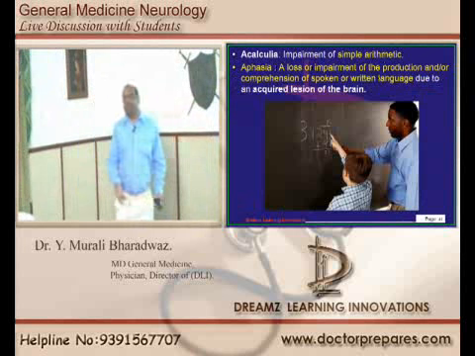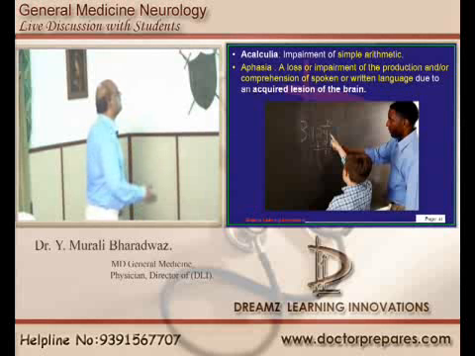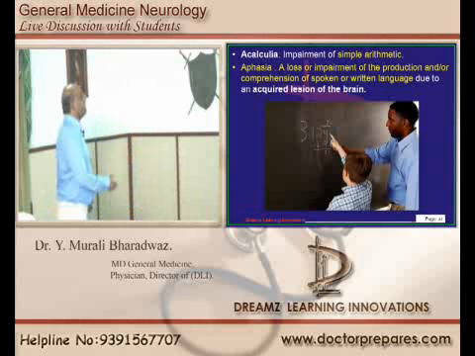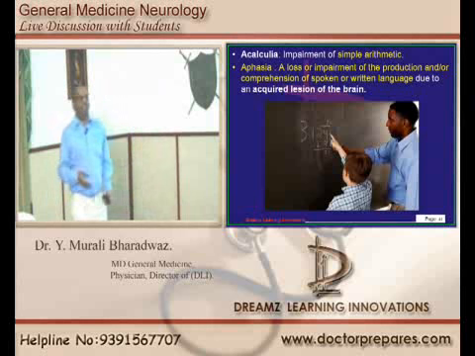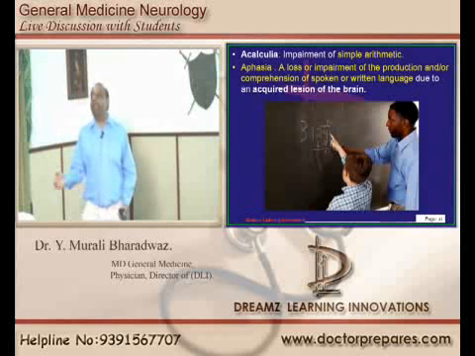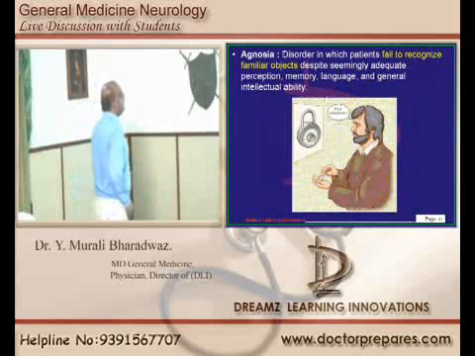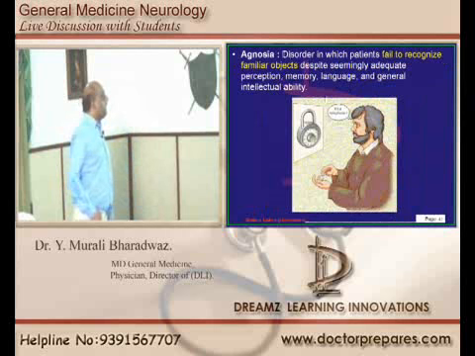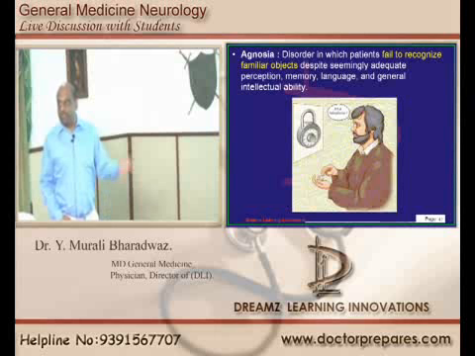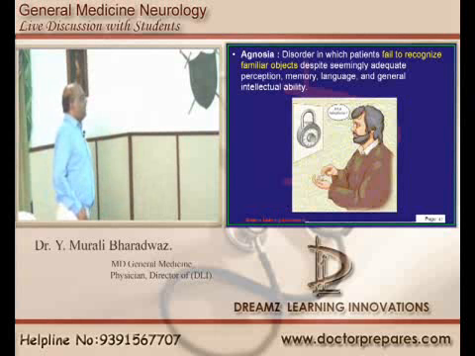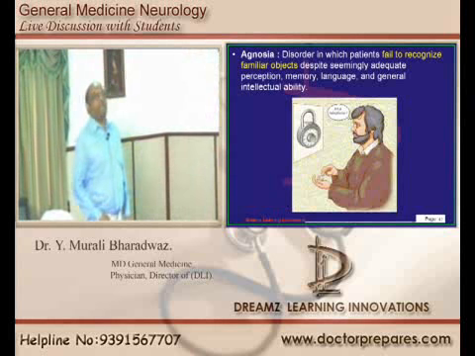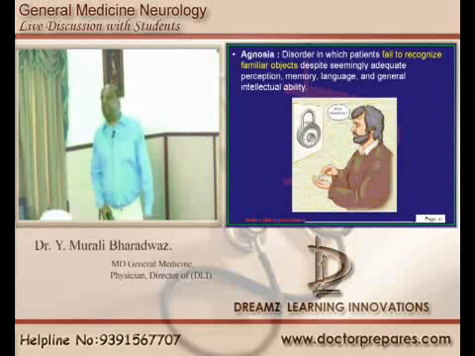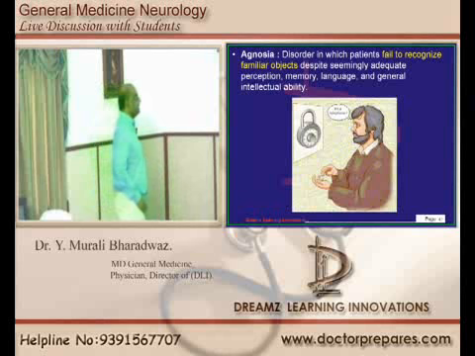Acalculia: one loses the ability to perform simple arithmetic calculations. Aphasia is the loss of the production of comprehensible speech and written language because of an acquired lesion in the brain. Then what is meant by agnosia? That is failing to recognize familiar objects, familiar faces, called visual agnosia. So in spite of good perception, good memory, good language, good general intellectual ability, if he fails to recognize familiar objects, you basically call it agnosia.